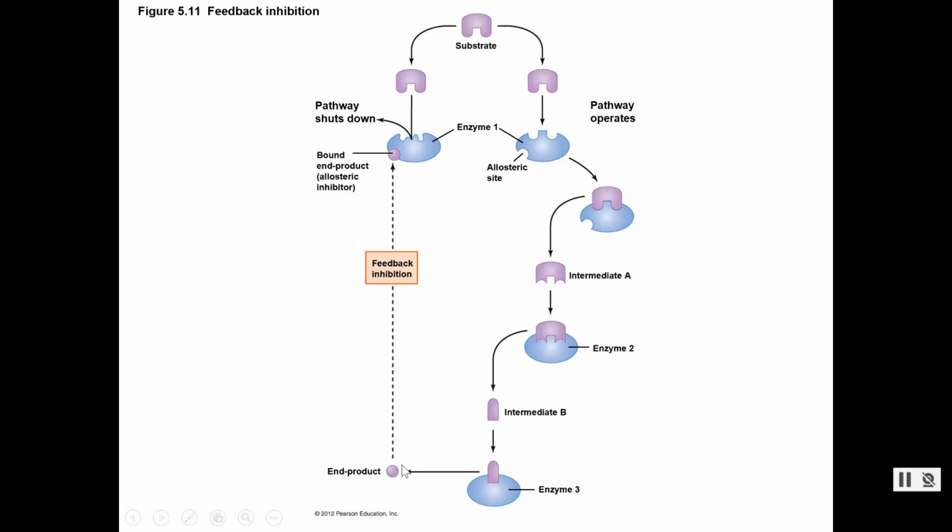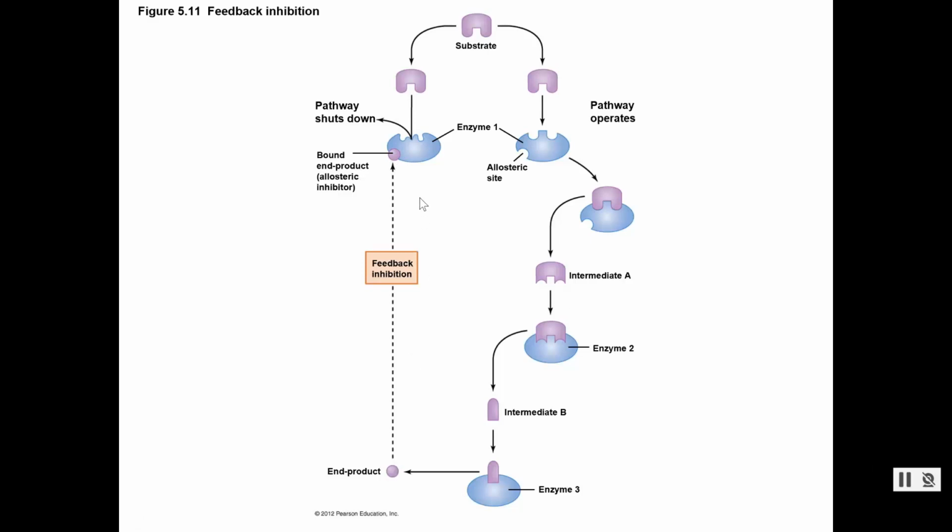But what happens if I have a lot of end product? If I have a lot of this, do I want to spend the energy to make more when I have plenty, when I have a lot of end product? No, nobody wants to do that. Nobody wants to do work when it's already been done for them. So if we've got a stockpile of our end product here, we don't want to keep this pathway open. We want to tell it to stop. So this end product actually serves as an allosteric inhibitor. You can see it fits into that allosteric site.